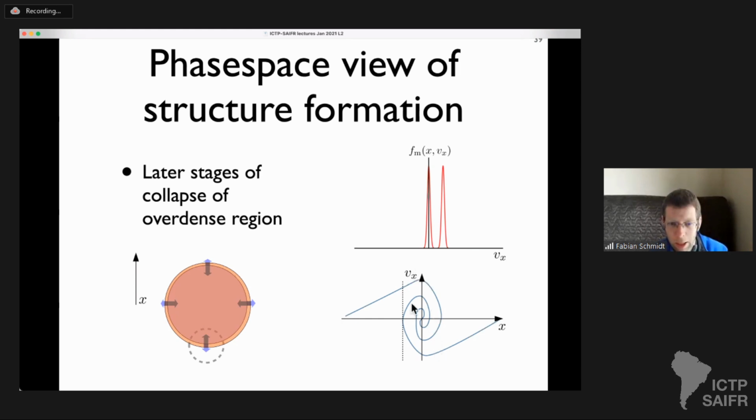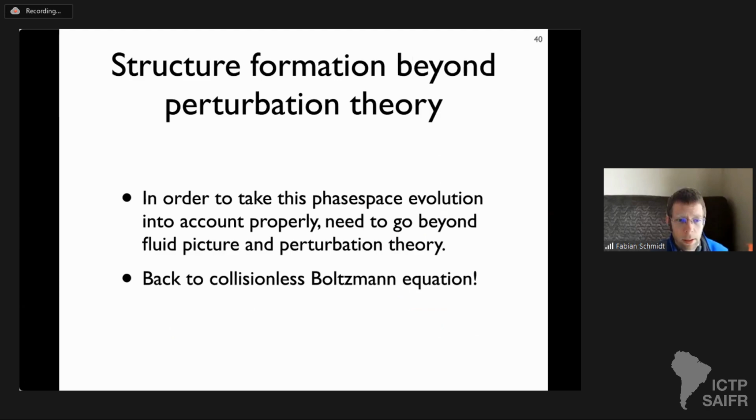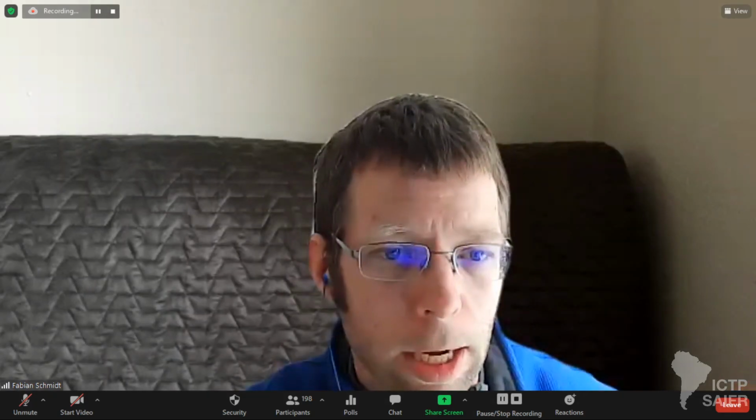So that is clearly a regime I cannot hope to describe with a fluid picture. So for that, in the end, I need to go back to the collisionless Boltzmann equation to solve this. And okay, that is the end of this lecture. So let me move on to the next one.